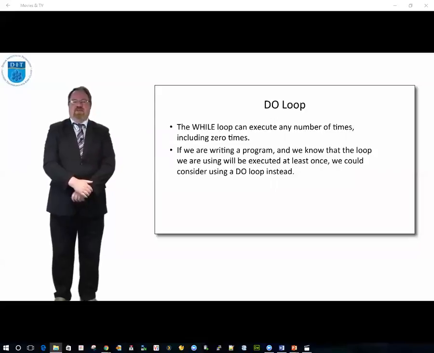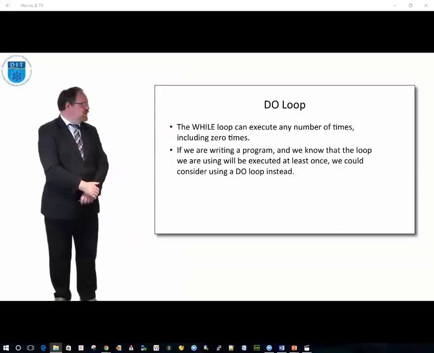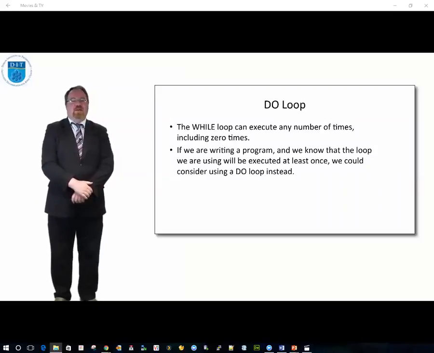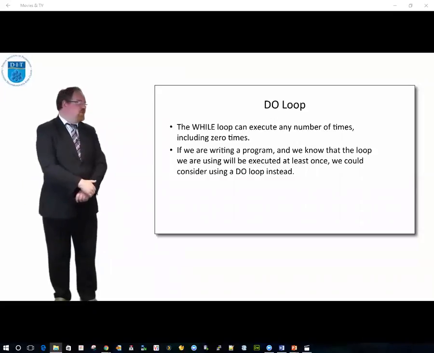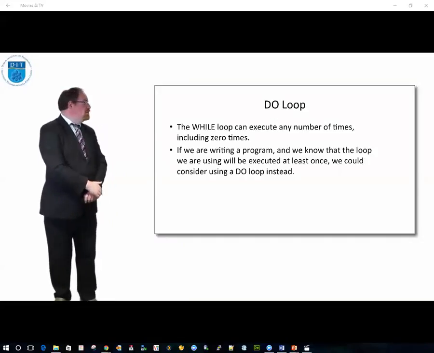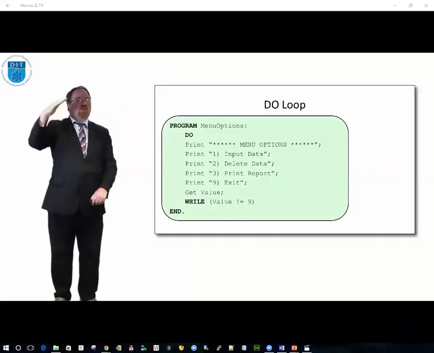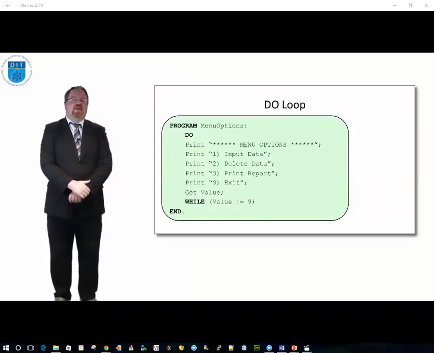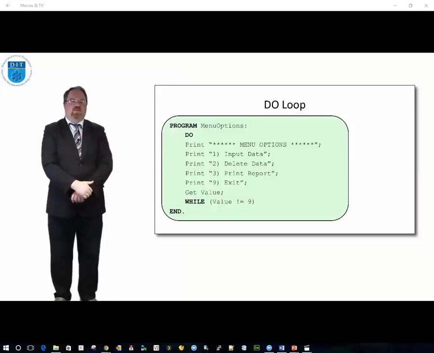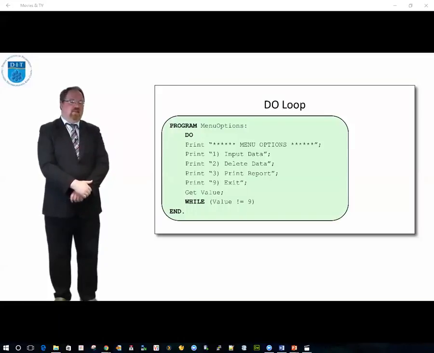The next type of loop we're going to look at is called the do loop. It's not implemented in all programming languages, but many of them use it. It's the exact same thing as a while loop, except a while loop can be run 0 or any number of times, whereas a do loop is run at least once. So let's say we have a menu program that we know we'll have to print out the menu at least once. We say do, print out the menu options 1, 2, 3, and 9 to exit.